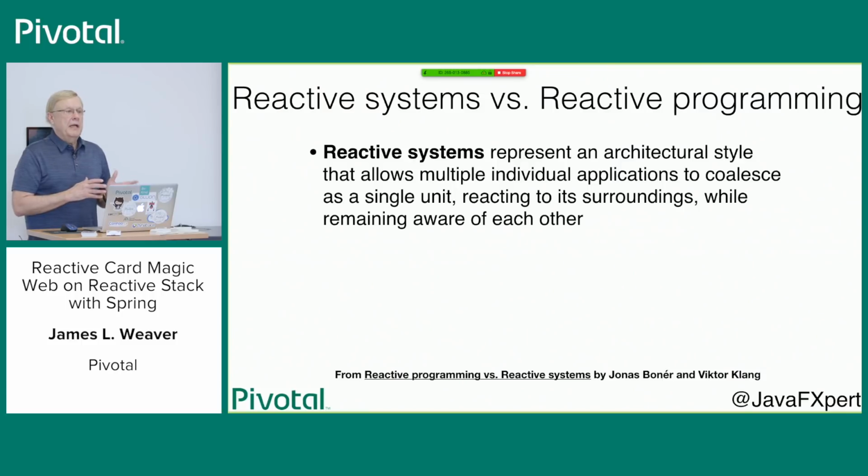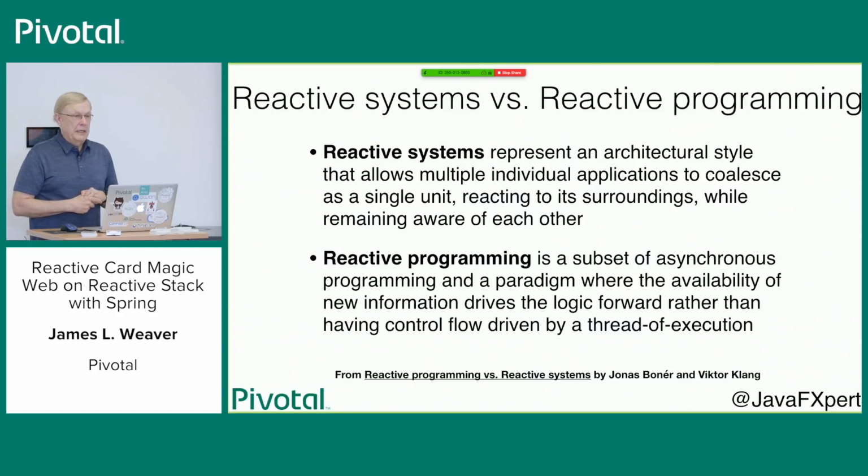So the difference between reactive systems and reactive programming is that reactive systems are an architecture style in a distributed system with the kind of qualities that I just talked about. And then reactive programming is actually a subset of asynchronous programming.